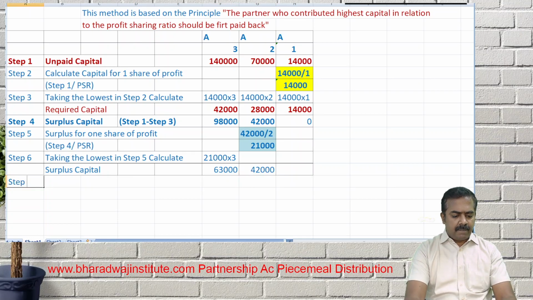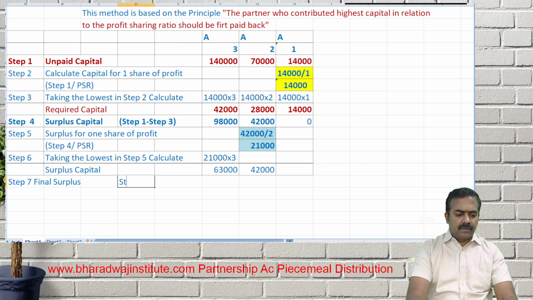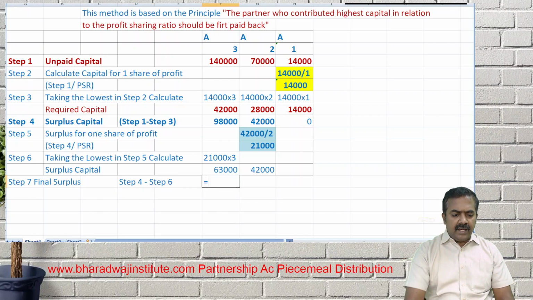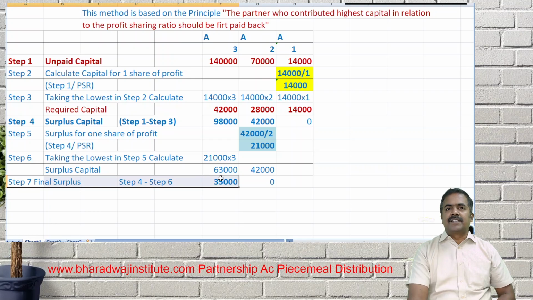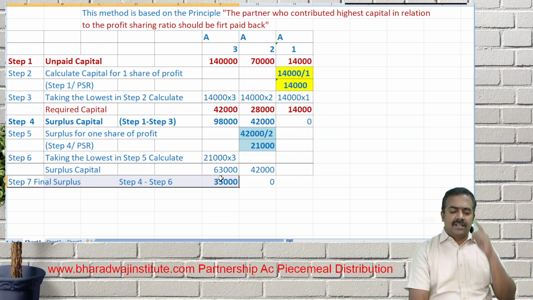Step 7: final surplus. Final surplus is simple: step 4 minus step 6. So 98,000 is your surplus capital. Based on the other partner, the required surplus capital is 63,000. The surplus is 35,000. Here 42,000 will become 0. So who is having the final surplus, the ultimate surplus? A is having the ultimate surplus.